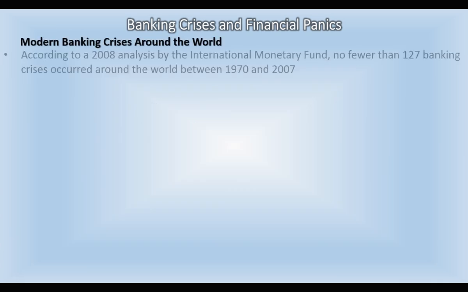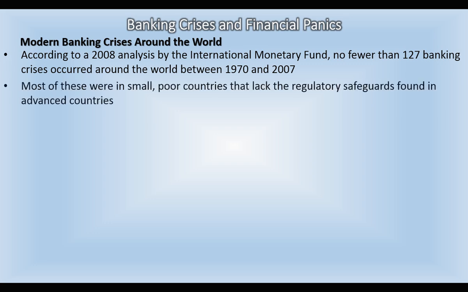So let's look at modern banking crises around the world. So according to a 2008 analysis by the International Monetary Fund, the IMF, again, this sort of international agency that was created in the 60s to lend money to countries that are in trouble. According to the IMF, no fewer than 127 banking crises occurred throughout the world between 1970 and 2007.